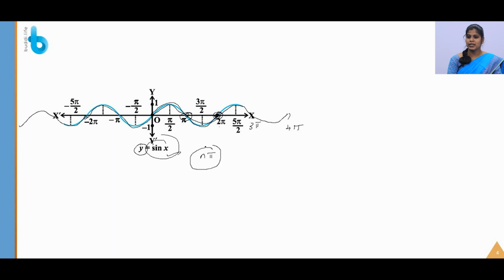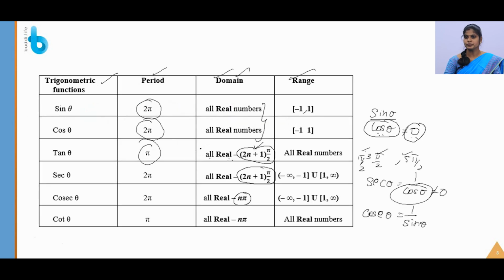At all the values of n pi, your y value will become 0. So I don't want my sine to become 0 when it comes in the denominator. Here I have sine in the denominator, and I don't want it to become 0. So what I am doing is just leaving out n pi while taking the domain.